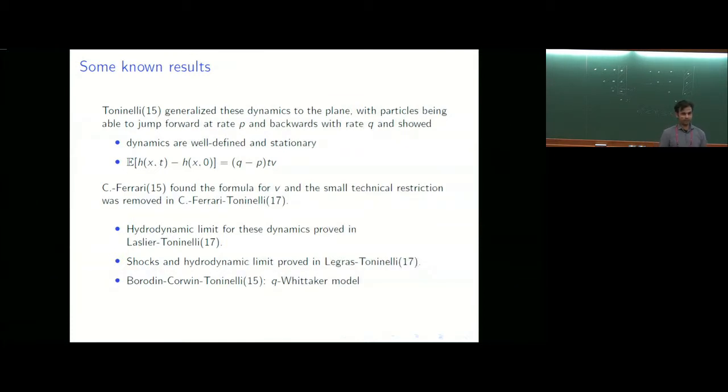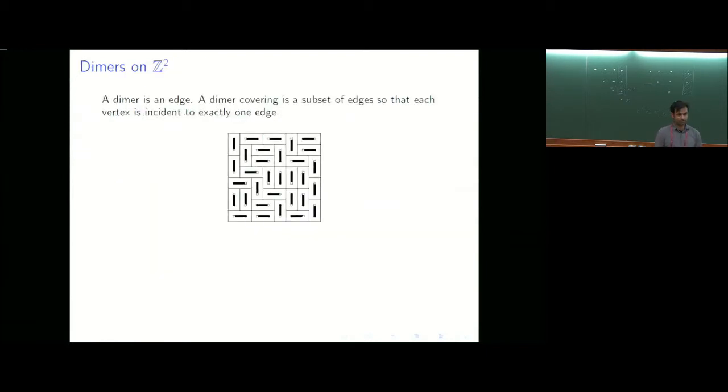Okay, so let me introduce the dynamics that we'll be working with. In order to introduce these dynamics, I need to look at dimers on Z2. I presume not everybody is familiar with the dimer model on Z2, so let's just do a brief review. A dimer is just an edge. And a dimer covering is a subset of edges so that each vertex is incident to exactly one edge.